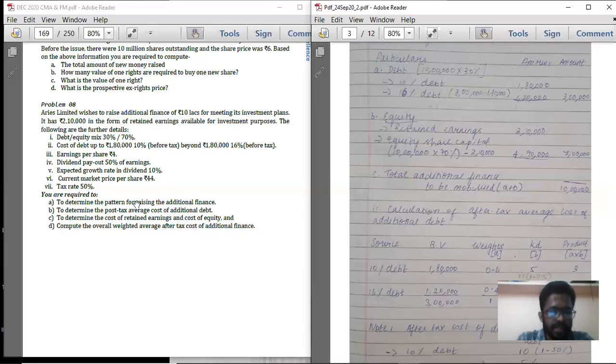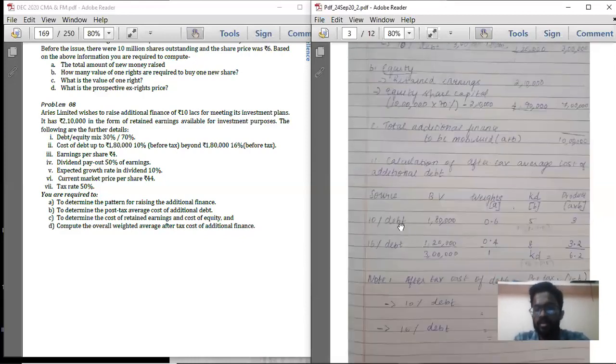Now second, what they are asking is to determine the average cost of additional debt. So 10% and 16% are the two different debts, and you should calculate the average of that. Below that, small Roman number 2: calculation of after tax average cost of additional debt.